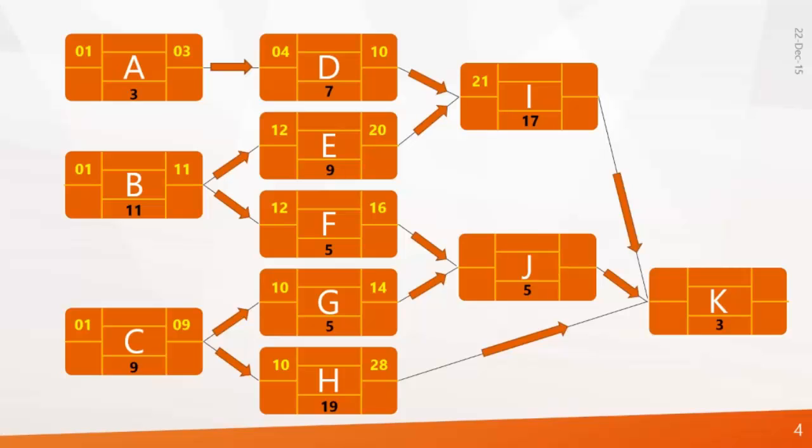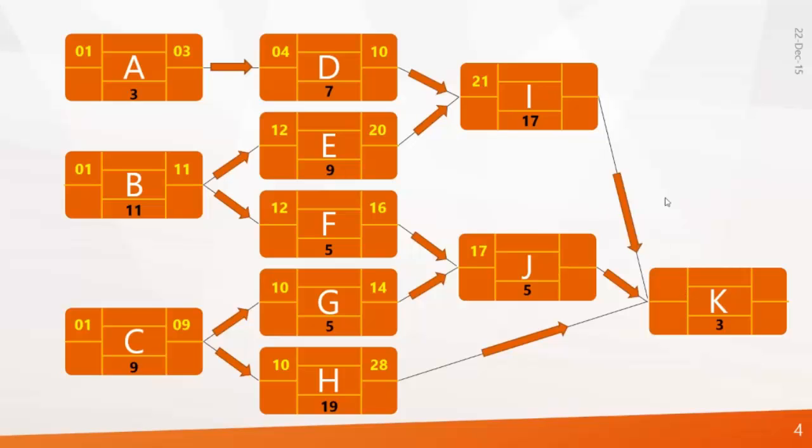Now what about J? J depends on F, which finishes on 16, and G, which finishes on 14. So J will start on 17. You have to take the greater value and add 1. Now what about activity K? Activity K will wait for I, J and H, and the longest duration is 28.